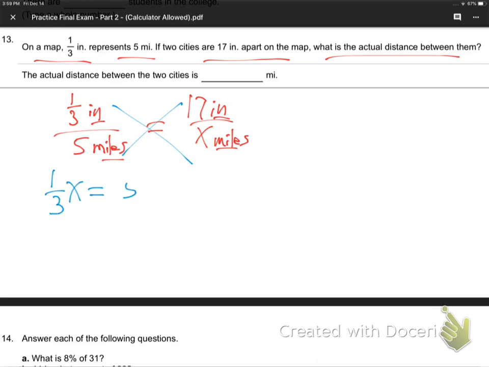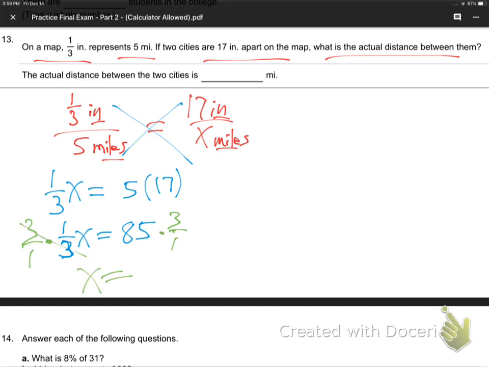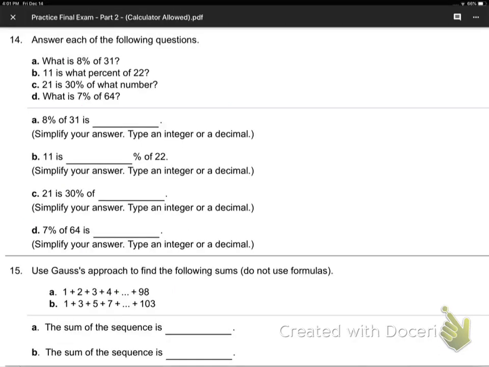1/3 X is 5 times 17. 1/3 X is, what's that, 85. Now how do you finish solving for X there? Multiply by the upside down, 3 over 1. 3 over 1 cancels. X is 255 actual miles. Okay, number 14.